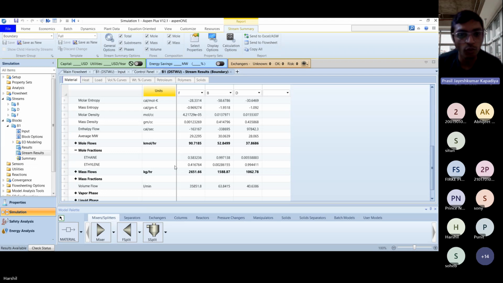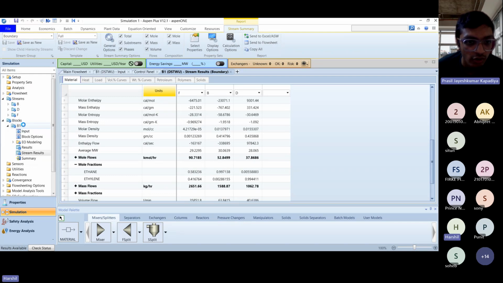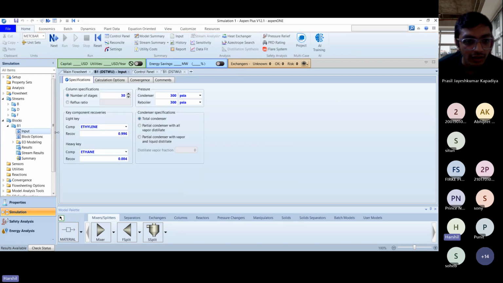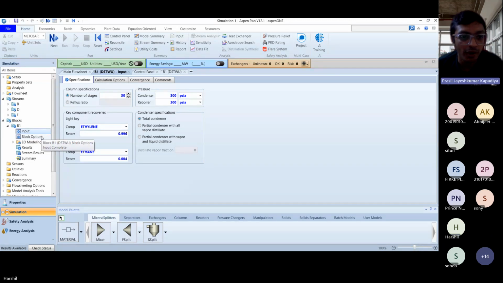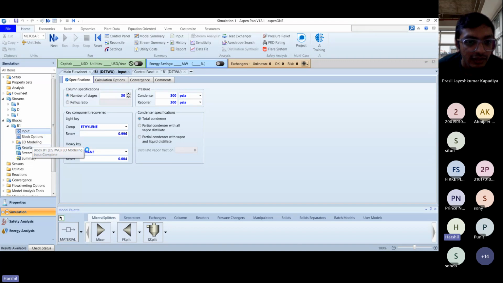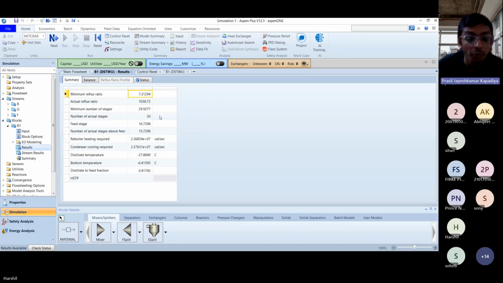Okay, can you show us the minimum number of trays required? Minimum reflux ratio required? Okay, go to the results part of that block. Yes, here. So minimum reflux ratio is 7.3 and minimum number of stages is 29. 30. Yes. Okay, results. Wait, I am also having that.